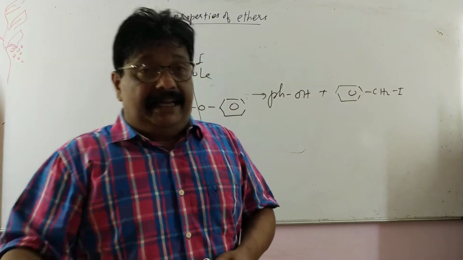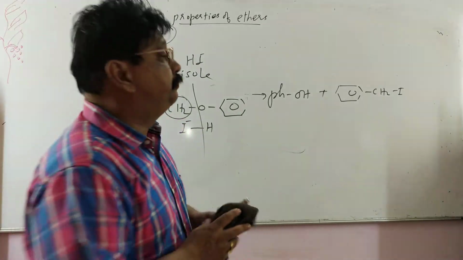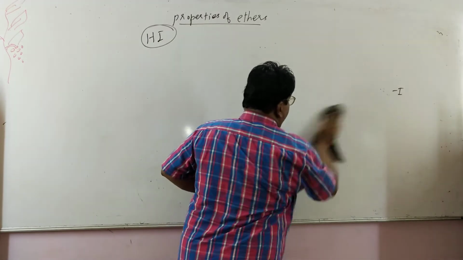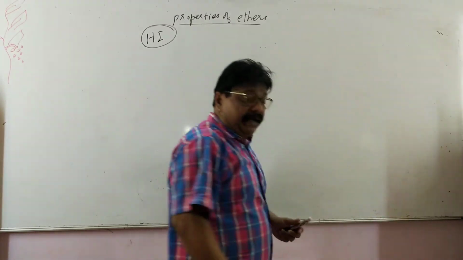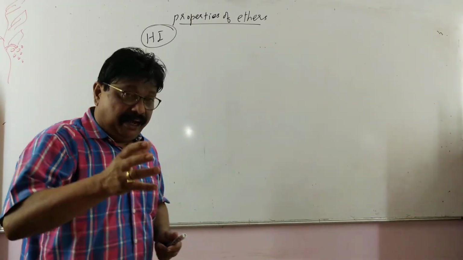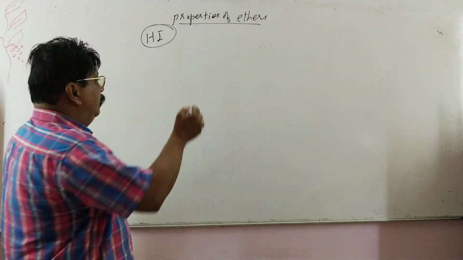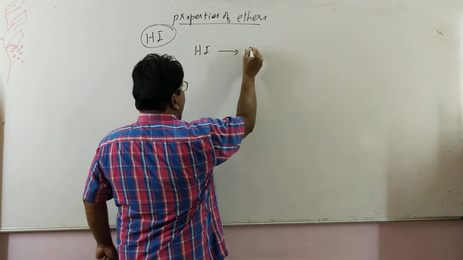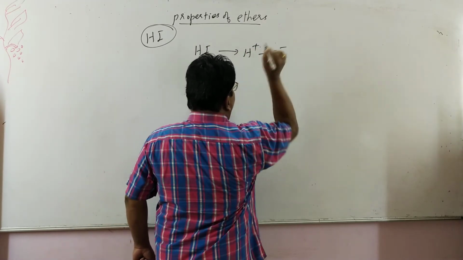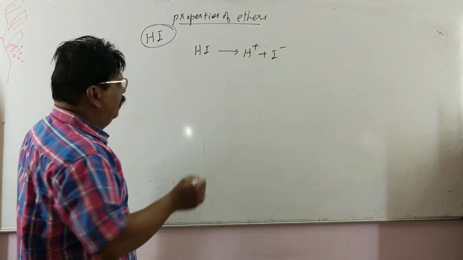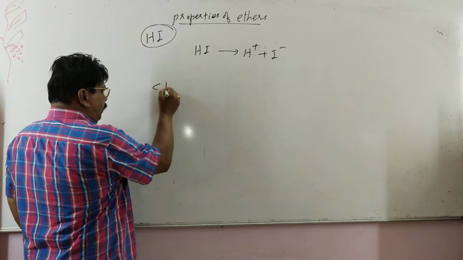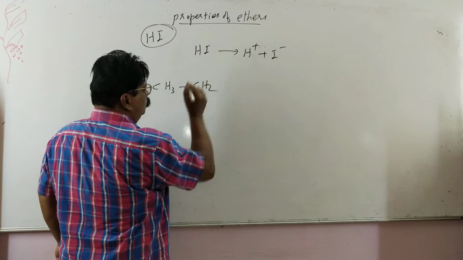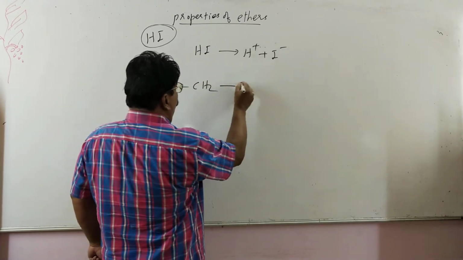What is the mechanism of this reaction? The mechanism of reaction of HI with ethers. Say I am taking HI here. It's a strong acid. We are taking here CH3CH2OCH3.